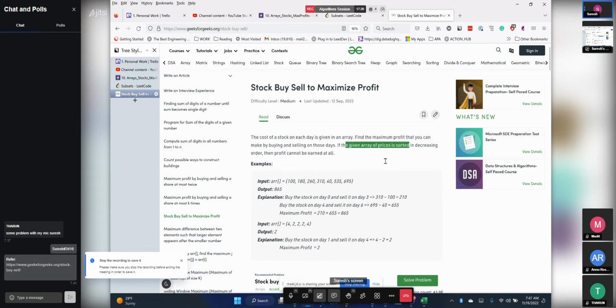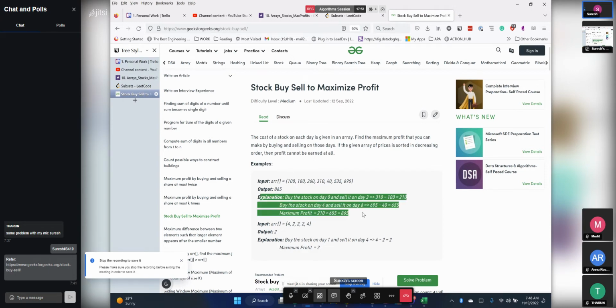If the given array of prices is sorted in decreasing order, then profit cannot be earned at all. So why is it like this? Did you guys understand the problem? Basically, this is the stock of a particular company, and we need to find out the maximum profit. How to find the maximum profit?